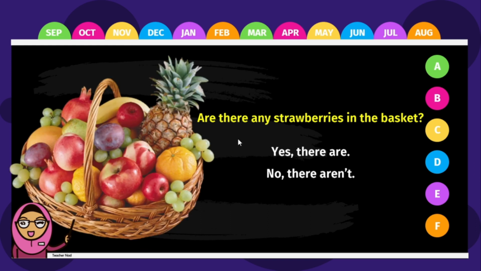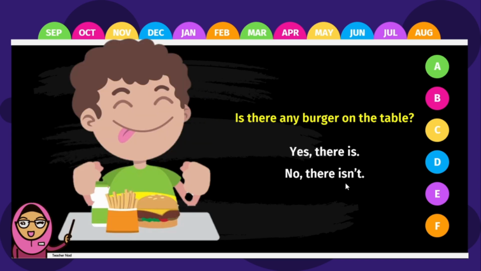Okay, next. Are there any strawberries in the basket? Okay, can you see strawberries here? No, right? Tak ada, tak ada strawberry pun dalam bakul ni. So jawapan dia no, there aren't. Okay, strawberries plural, countable, boleh dibilang. Okay, so sebab tu kita kena guna are there any. Kalau kita guna kat sini is there any strawberries? Ada S kat sini? Salah. Okay, the next example.